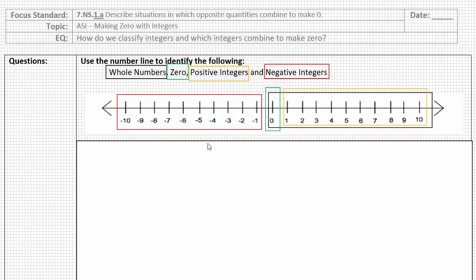So now that we've talked a little bit about those vocabularies and done a little definition, let's look at some real life examples where we see positive and negative integers, and then we're going to look to see what is the pattern, which integers combine to make 0. So let's look at our first example.